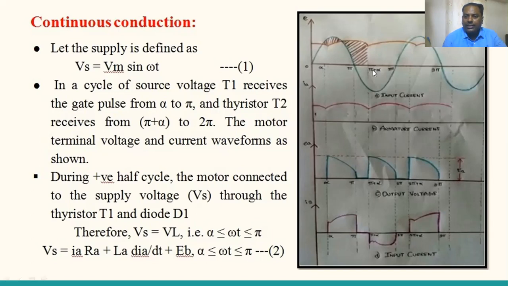At the instant of pi plus alpha to 2 pi, T2 D2 will conduct in the reverse direction, so minus of minus becomes plus and the average output voltage becomes positive. So you can observe that the average output voltage and the average output current are the two more important quantities.